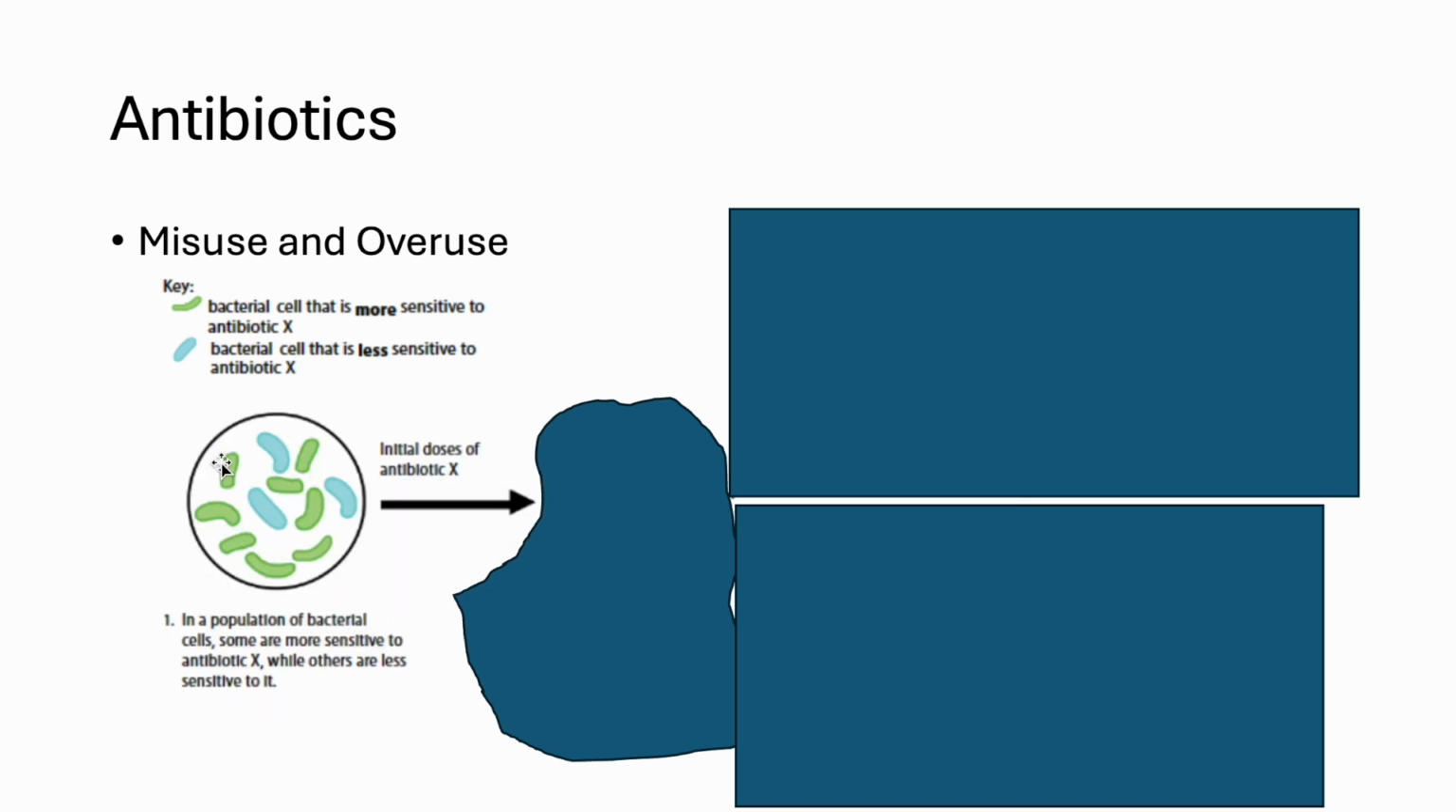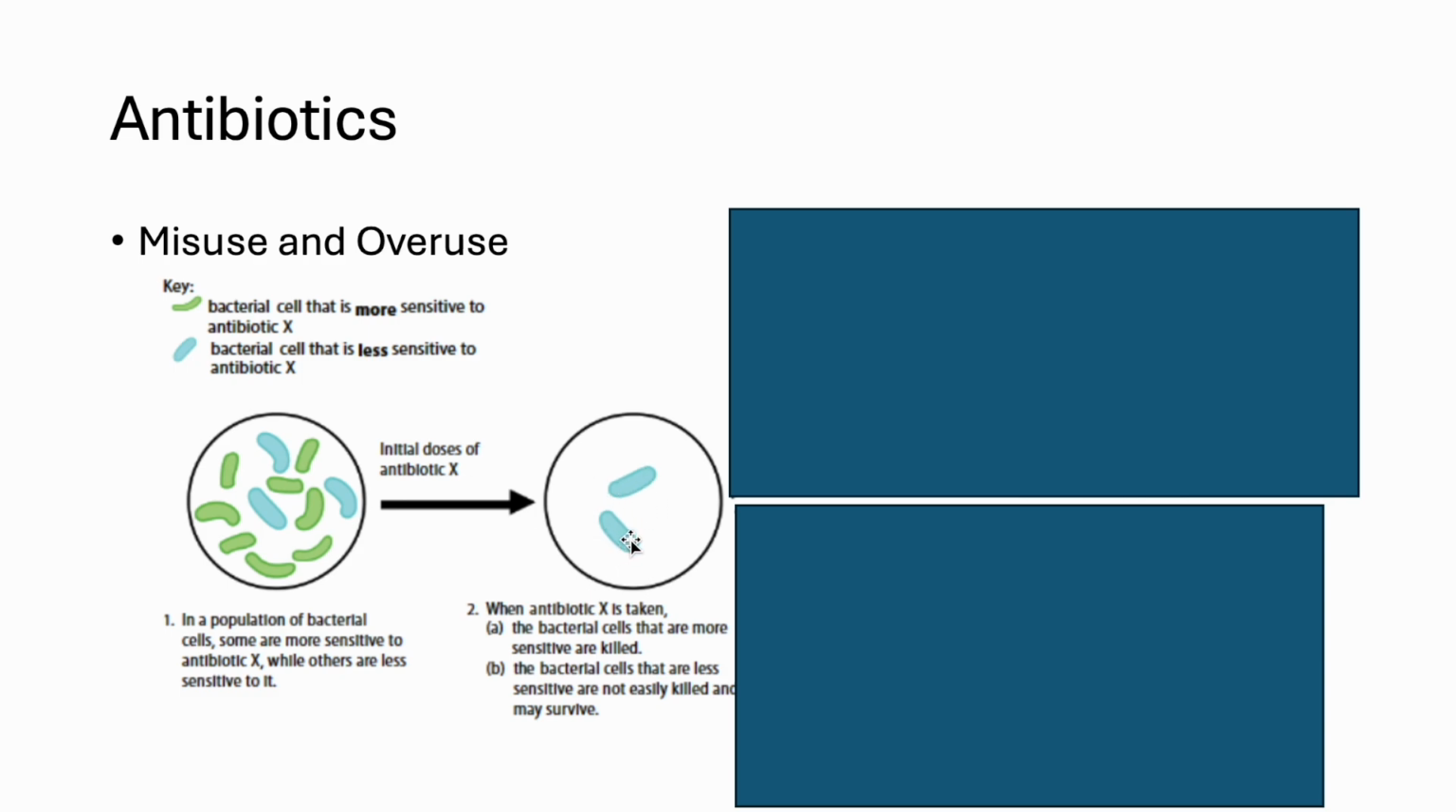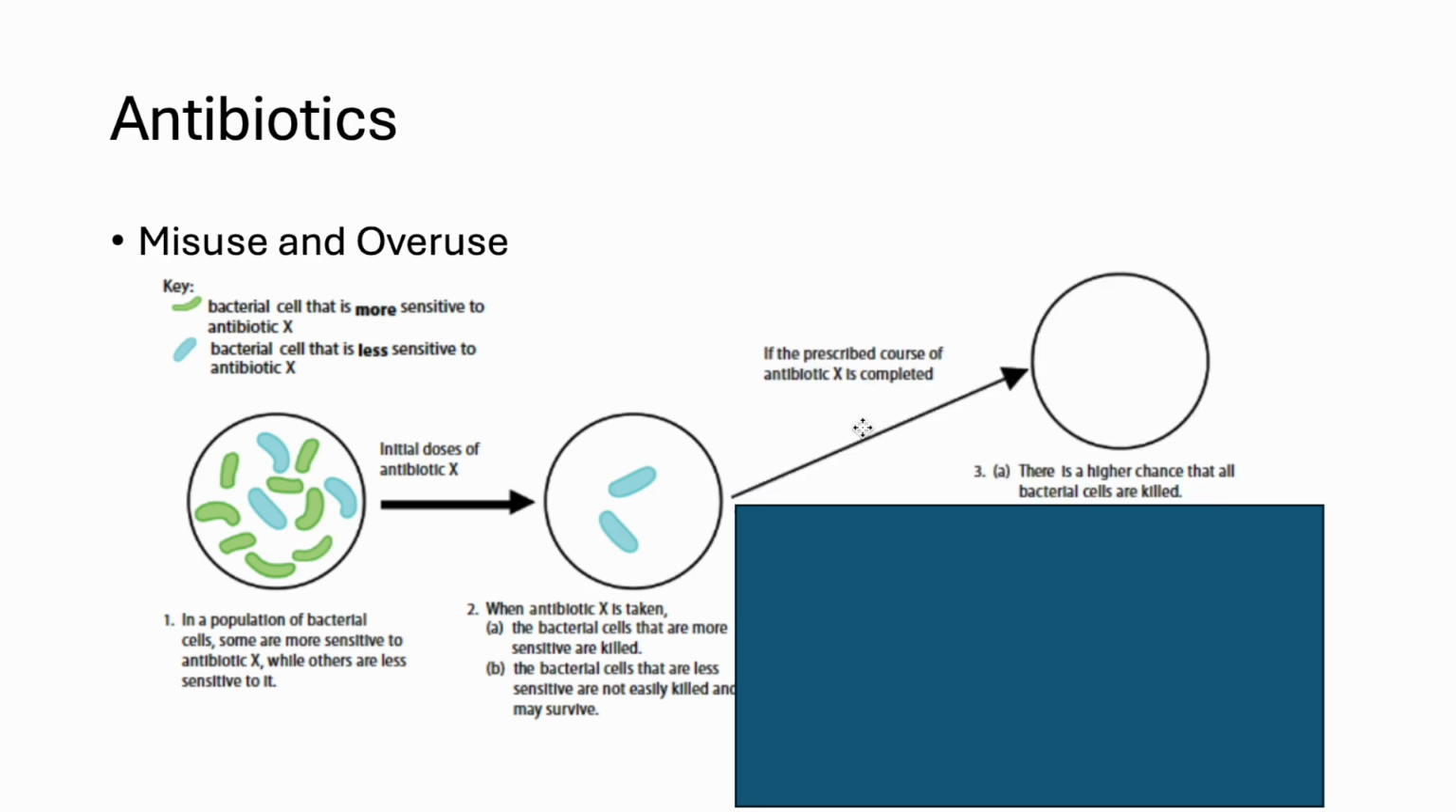So let's say in a colony of bacteria, some of them are a little bit stronger than the others. Let's say the blue ones are a little bit stronger. They can handle antibiotic X. They can survive a bit better, a little bit longer, just a little bit. So you use antibiotic X on them, all the green ones die, leaving only the blue ones. And if you complete the course of antibiotics, all will die.